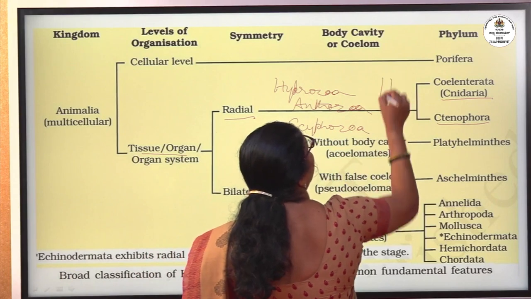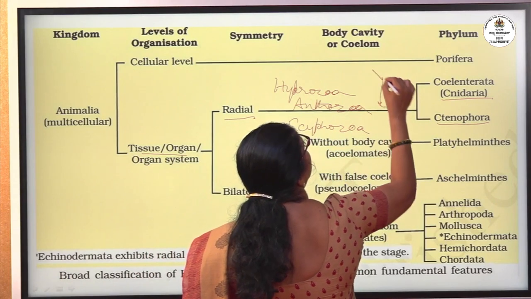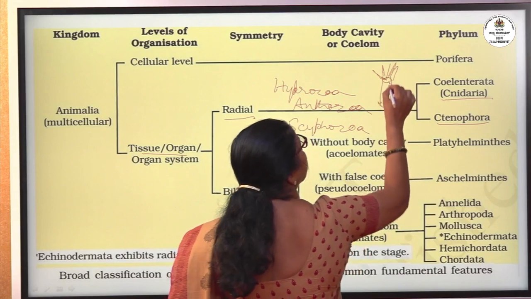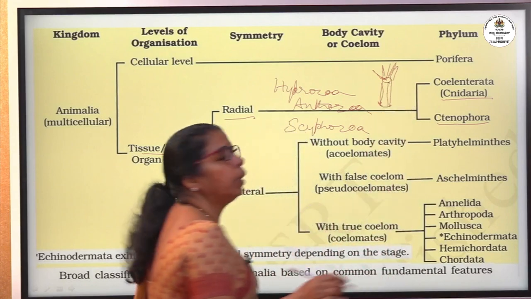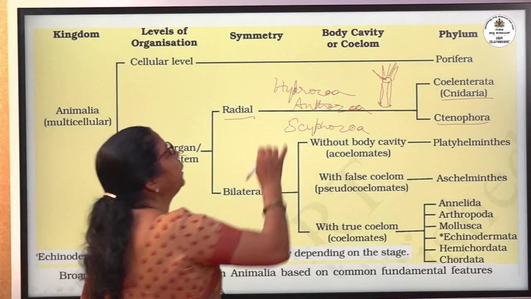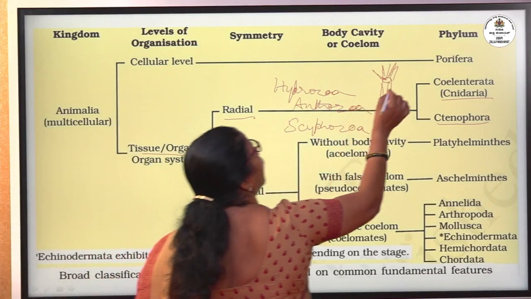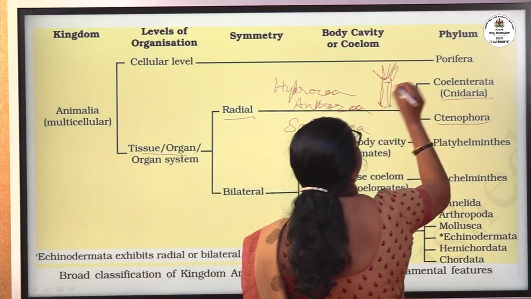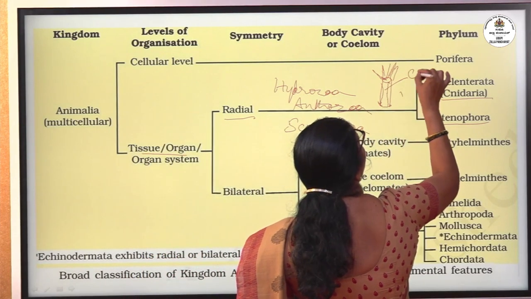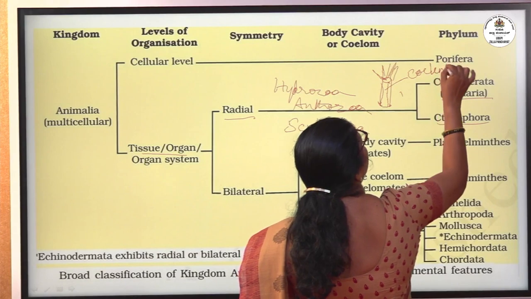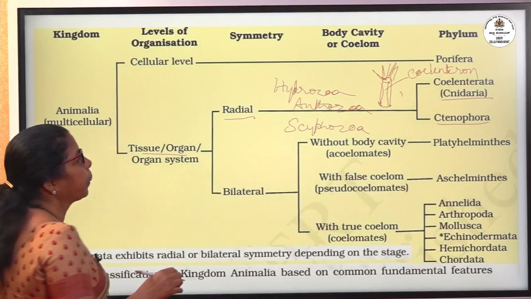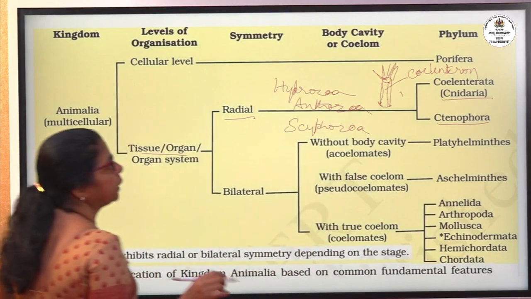Hydrozoa is hydra-like in appearance. A large number of tentacles surround the mouth, and there are two layers in the body wall. So these are diploblastic animals with radial symmetry, and that is Coelenterata. The central cavity is the coelenteron, or gastrovascular cavity. That is the case in Coelenterates.